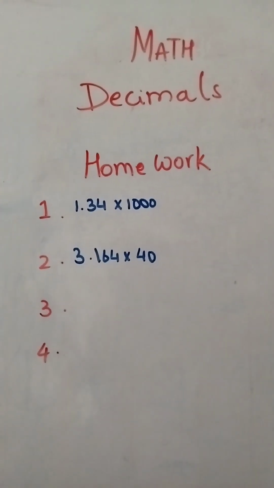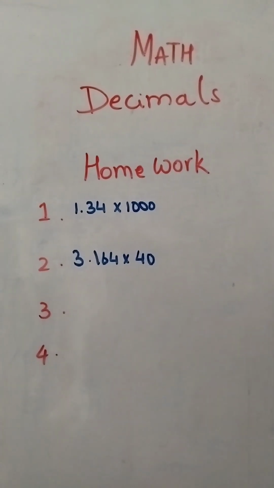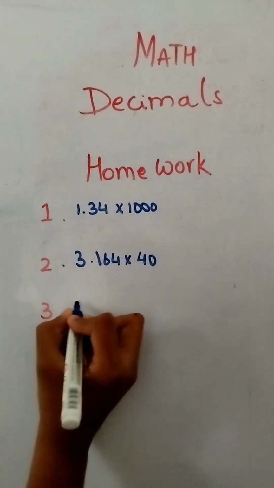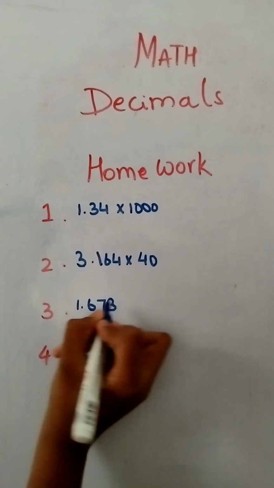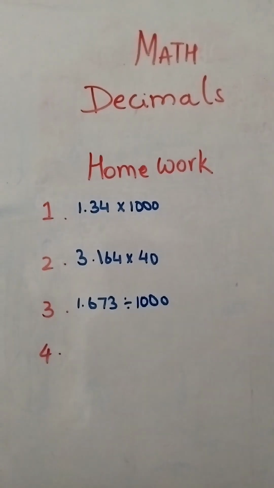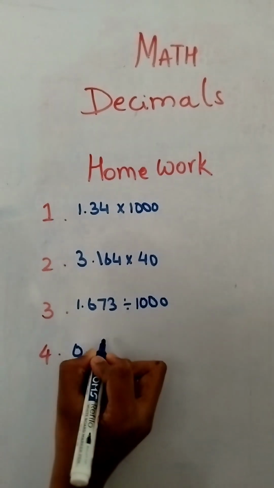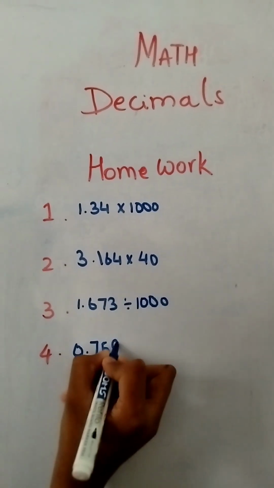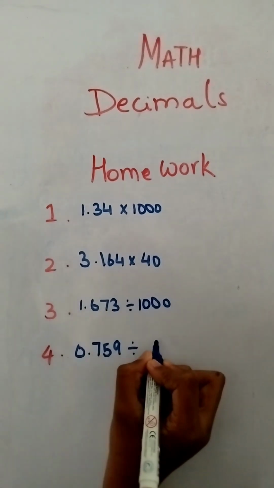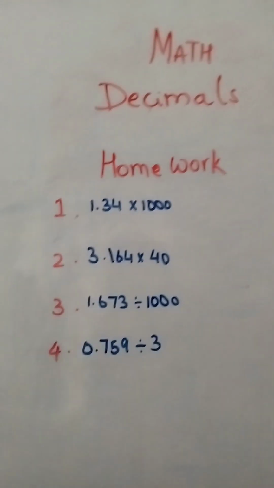Now for the division homework. For division, let's take the numbers 1.673 divided by 1000 and 0.759 divided by 3. So try it on your own. These homework problems are quite simple.